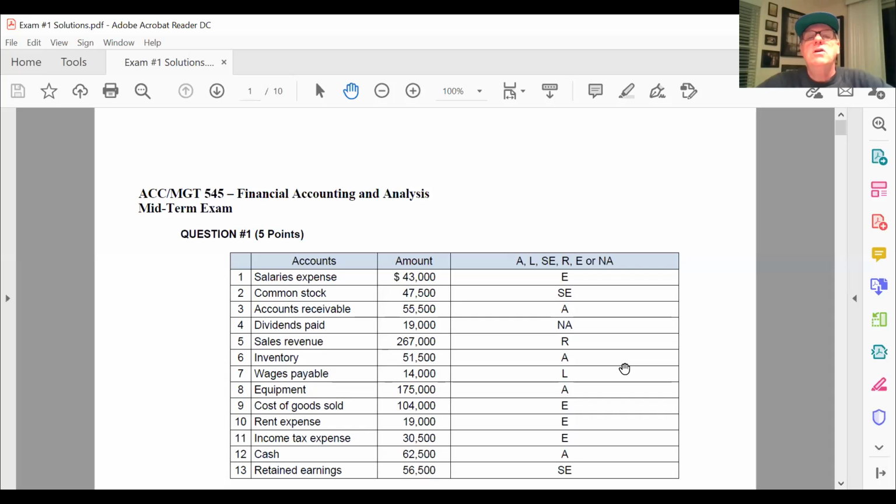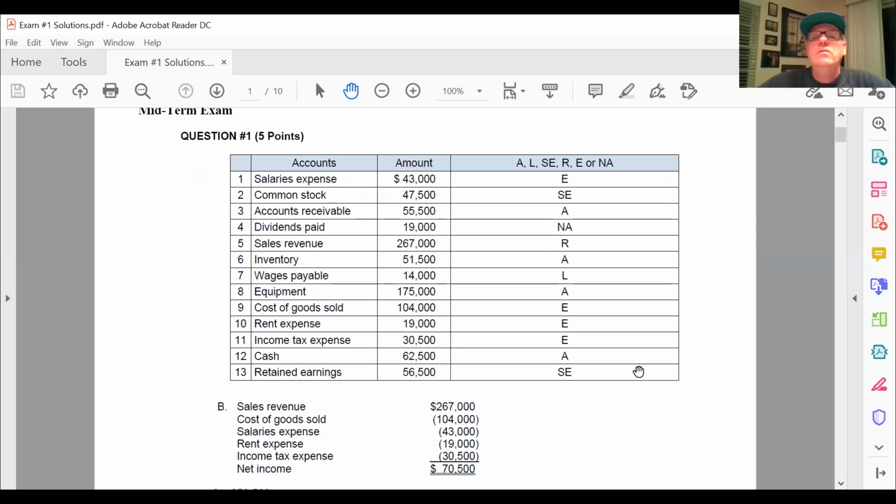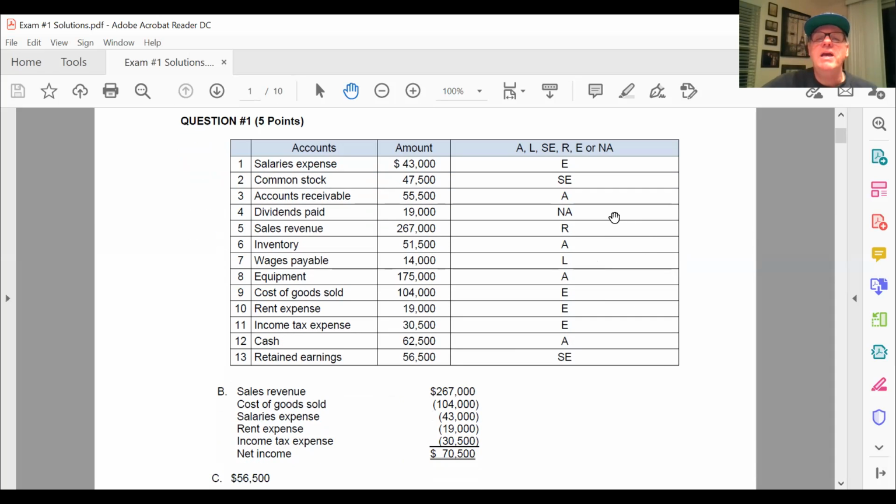Now let's go to a new share, and let's go to the actual solutions. So question 1, you had to figure out what kind of account it was: asset, liability, stockholders' equity, revenue, expense, or non-applicable. The only one that was not applicable was dividends paid. Dividends paid is not any one of those types of accounts. Dividends paid is something that shows up on the statement of cash flows, but it's not any one of those types of accounts.